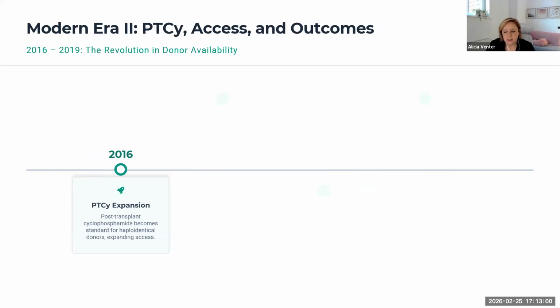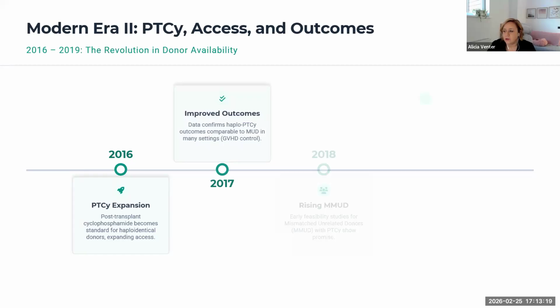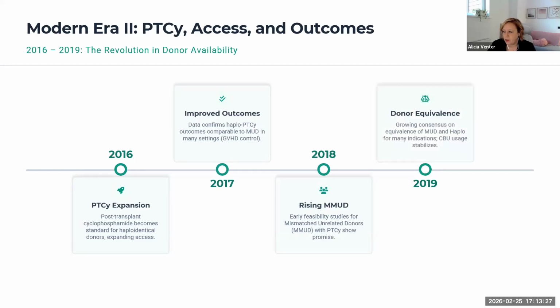Still in the 2010s, in 2016, there was a massive boom in the use of PT-Cy. So post-transplant cyclophosphamide becomes the standard for all haploidentical donors, which again expanded access to transplant. 2017, 2018 saw improved outcomes, and through the same protocol, the rise in mismatched unrelated donor transplants.